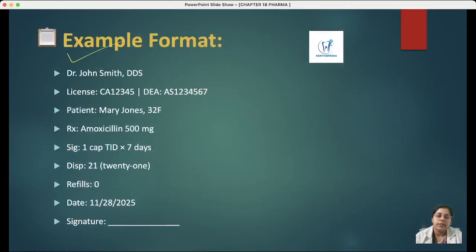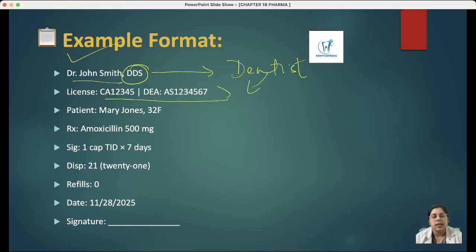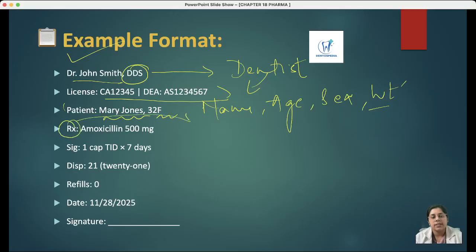Now, for example, like Dr. Smith, this is the details of the prescriber, that is the dentist, DDS, and the license number of the dentist. Then the patient name, that is name, age, sex, and also weight if required. That is the Rx, the superscription, which means take it. Rx is written, take amoxicillin, dosage is written here.